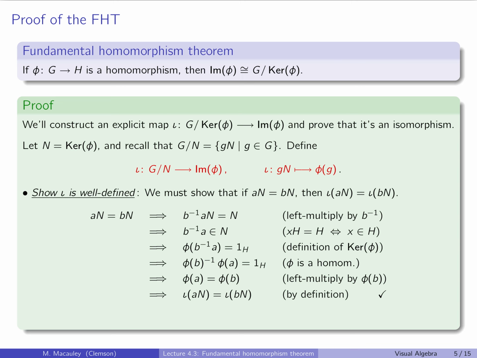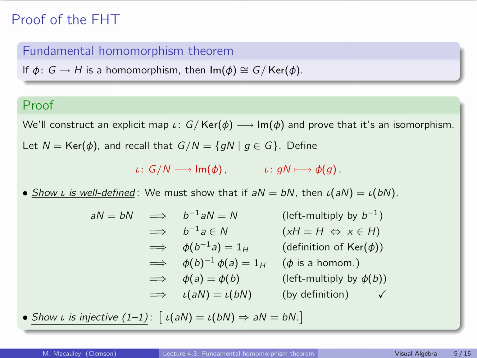Okay, what's next? We showed that this map is actually well-defined. Now we have to show that it's an isomorphism. That is, 1-to-1 and onto. We'll start with showing that iota is 1-to-1 or injective. Recall what this means. If 2 elements in the domain, so aN and bN, get mapped to the same place, then they must have been the same to begin with. So how are we going to show that?